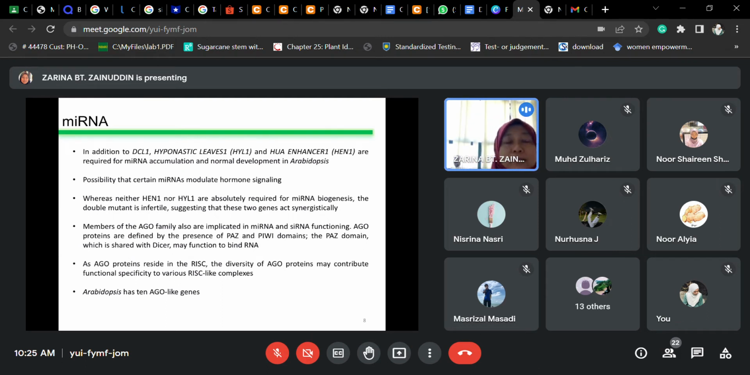And then members of the argonaute family are also implicated in microRNA and siRNA functioning. Argonaute proteins are defined by the presence of the PAS and PIWI domains, where the PAS domain is shared with dicer and functions to bind RNA. As argonaute proteins reside in RISC, the diversity of argonaute proteins may contribute functional specificity to various RISC-like complexes. And in Arabidopsis, there are 10 argonaute-like genes.